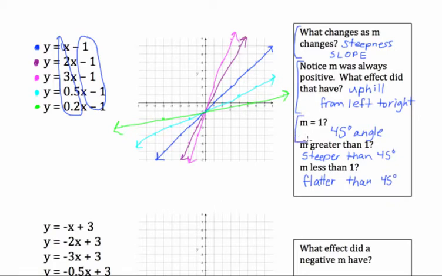What happened when the m number was 1, the blue line? You'll notice that it's a 45-degree angle. When the m number is 1, you'll have a 45-degree angle going uphill.